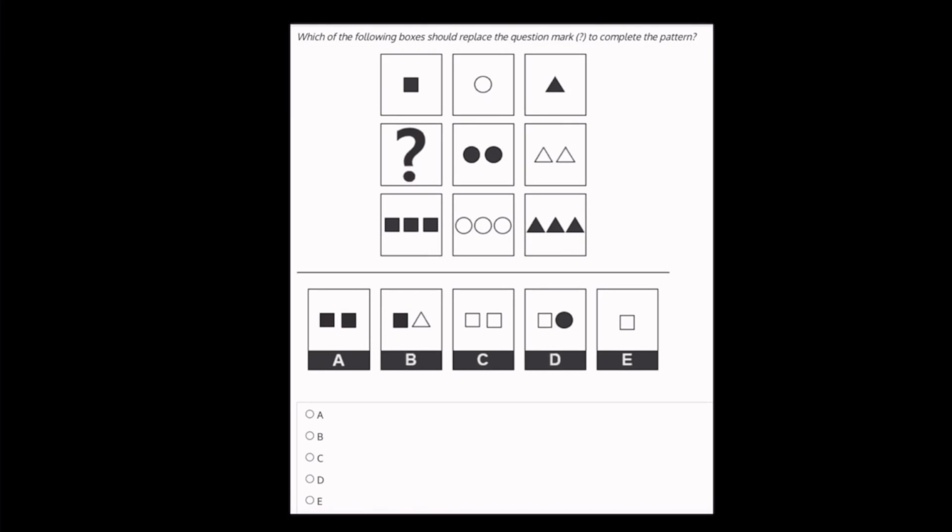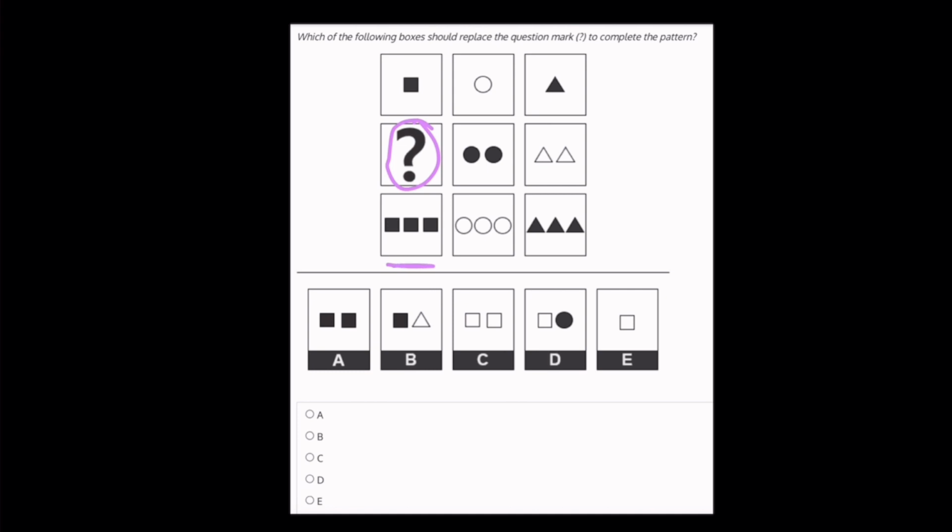Which of the following boxes should replace the question mark to complete the pattern? So this is a matrix question, and in a matrix question, our first step is to try to understand the underlying logic of the matrix so that we can predict what should be in our question mark box and get to our correct answer.